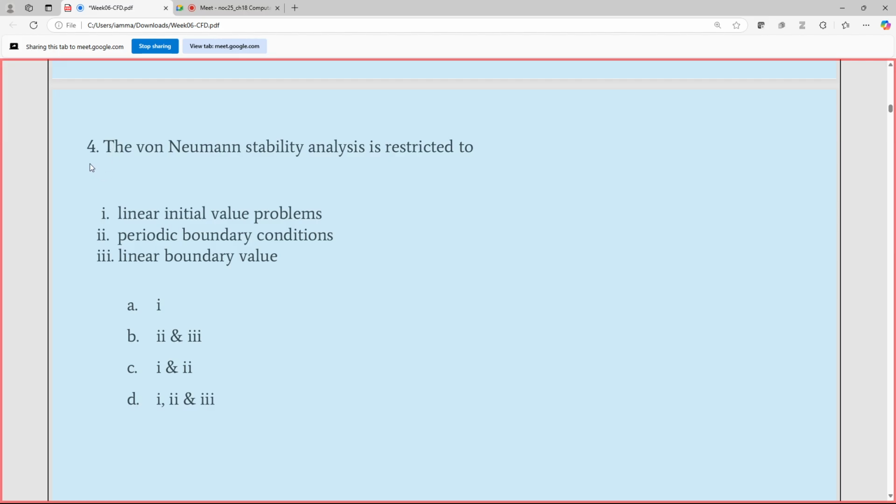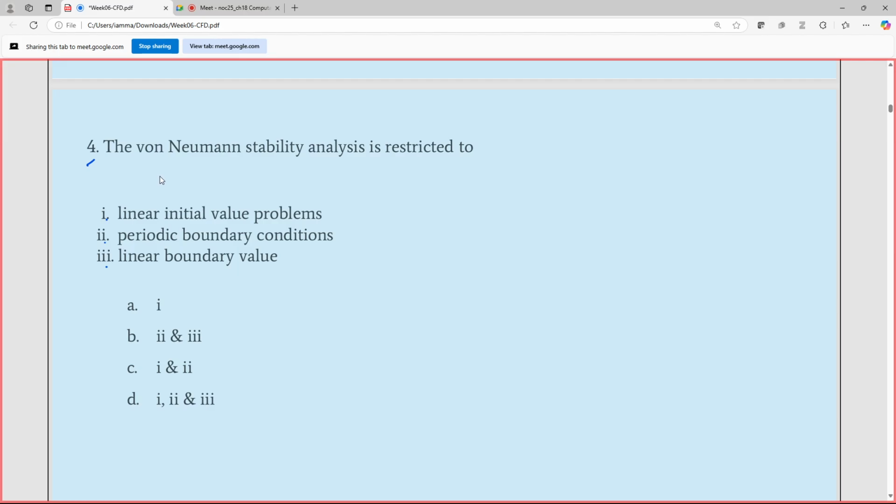Next question, question number 4. It's on von Neumann stability analysis. The question is, the von Neumann stability analysis is restricted to which of the following? First one, linear initial value problems. Second one, periodic boundary conditions. Third one, linear boundary value problems.